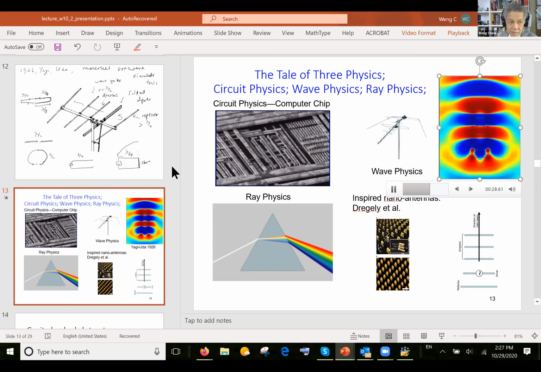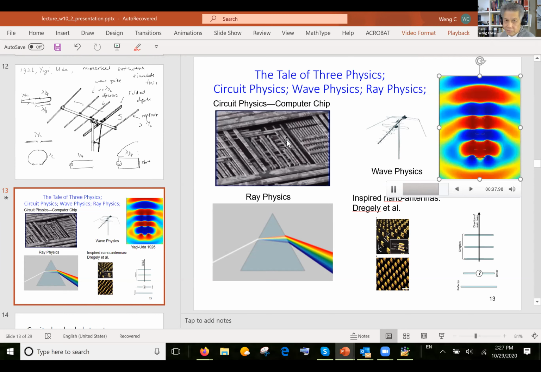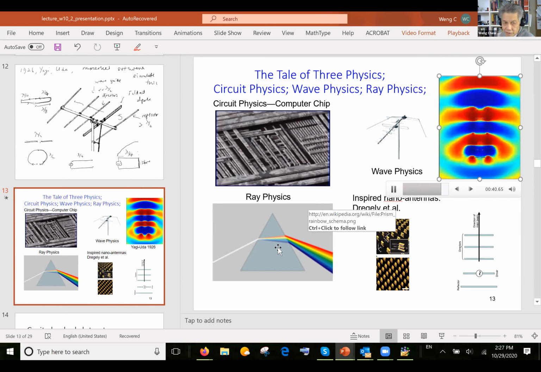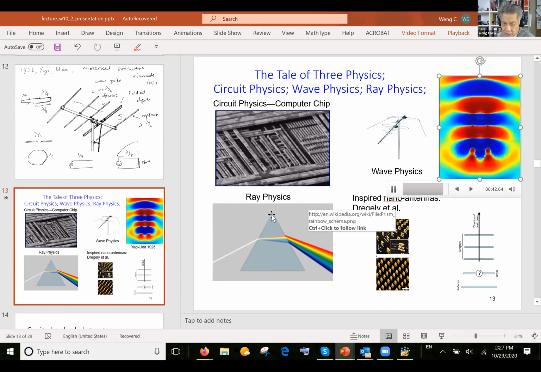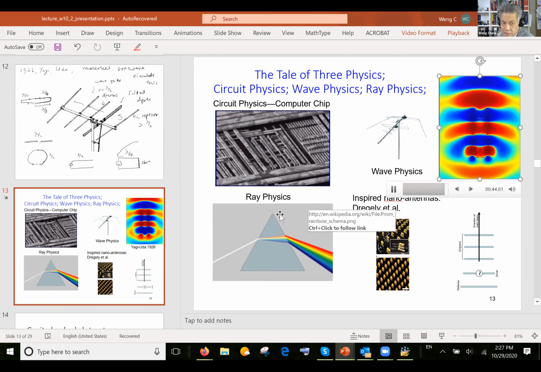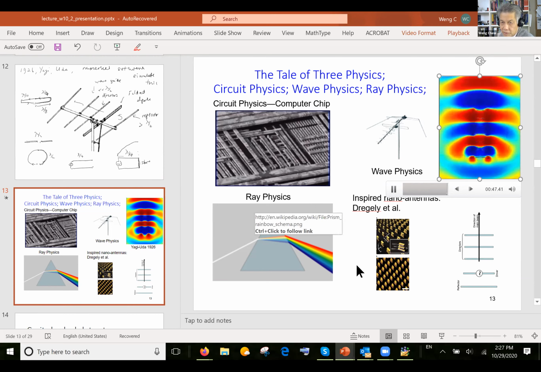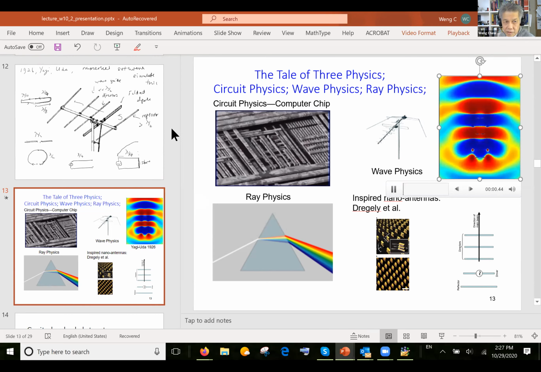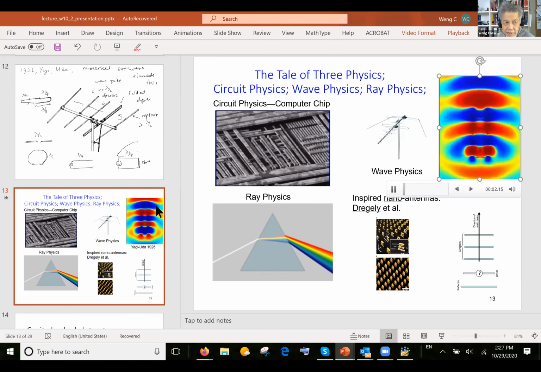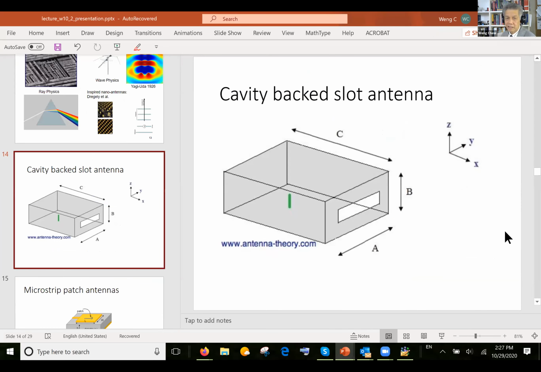And then, of course, you have seen this picture before, and this is the case when the structure is much, much less than the wavelength, then you have to use circuit physics. And when the structure is much, much larger than the wavelength, like the prism here, you have to use ray physics. So optics becomes important. So this is the Yagi-Uda antenna. And then we have another antenna that uses resonance tunneling. Resonance tunneling is a very important concept in antenna design.